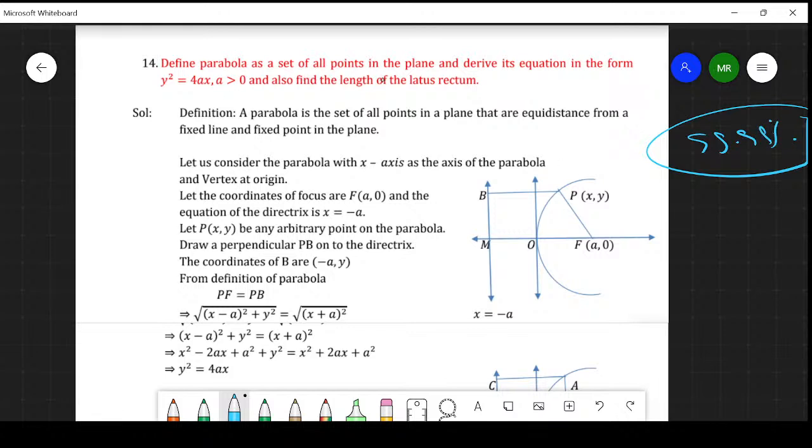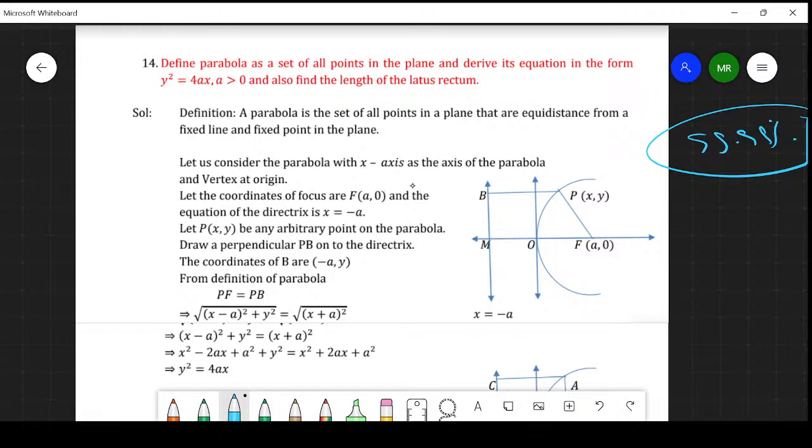Define parabola as a set of points in the plane. Derive its equation in the form of y square equal to 4ax, a greater than 0. Find the length of the latus rectum. So the parabola definition: set of all points in a plane that are equidistant from a fixed line and a fixed point in the plane. This is the fixed line and the fixed point here.